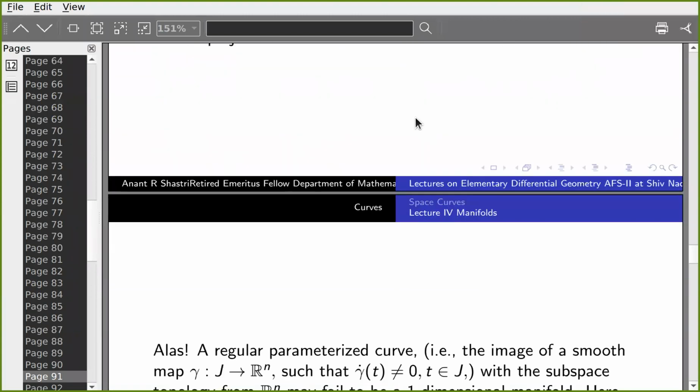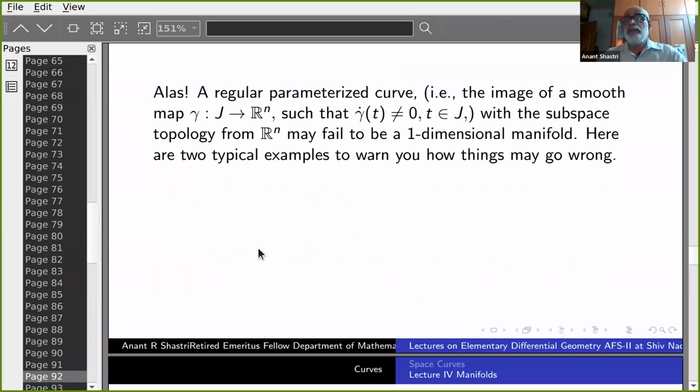Okay. The problem is I would have liked that a parameterized curve is always a manifold, a one-dimensional manifold. Alas, that is not the case. Okay. So a parameterized regular curve is the image of a smooth map gamma from J to Rn such that gamma dot is never zero throughout J. Look at the subspace topology in Rn. It may fail to be a one-dimensional manifold.